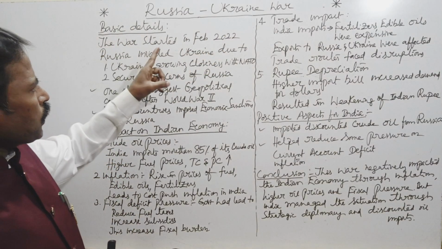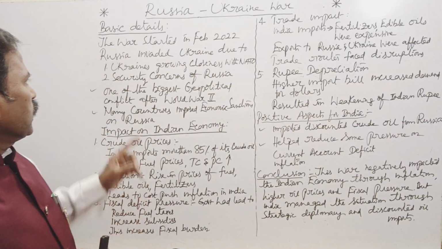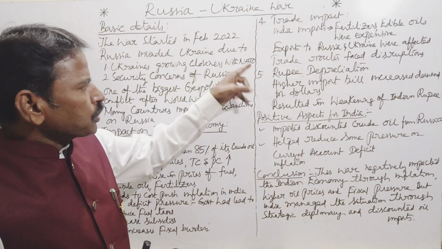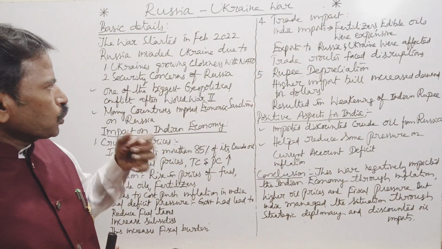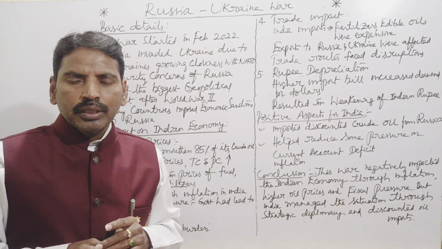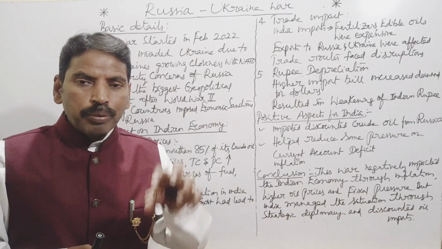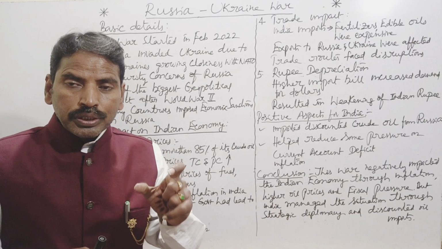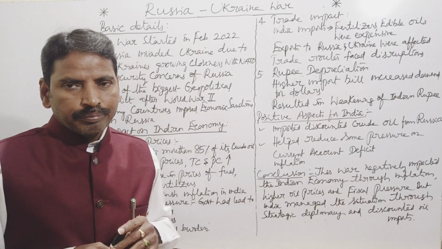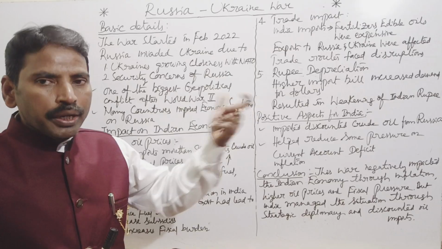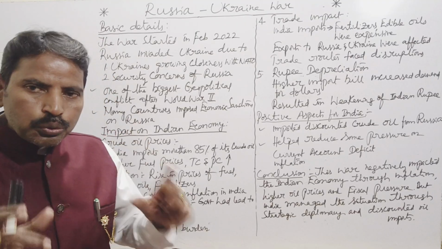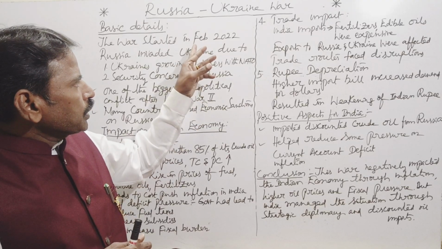The Russia-Ukraine war started in February 2022. Russia invaded Ukraine due to two reasons. One is Ukraine's growing closeness with NATO. NATO means North Atlantic Treaty Organization, established in 1949. The headquarters is Brussels in Belgium. The main purpose is military alliance. The present member countries are 32. The second one is security concerns of Russia. For these two reasons, Russia invaded Ukraine in February 2022.